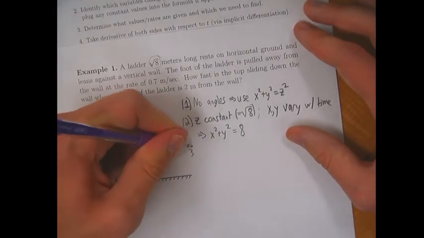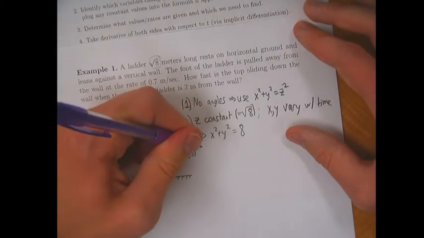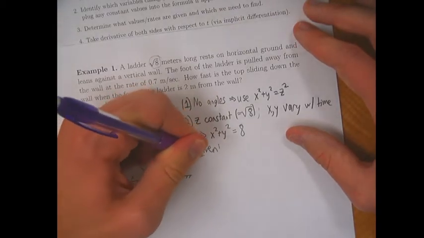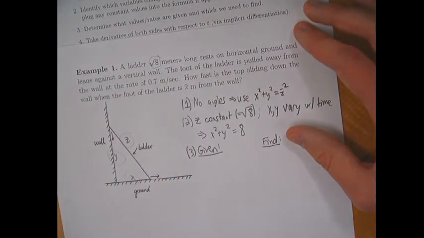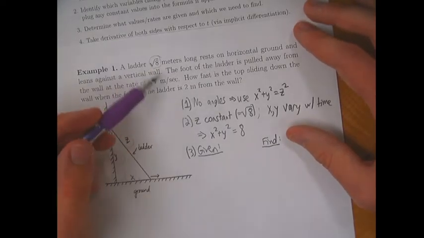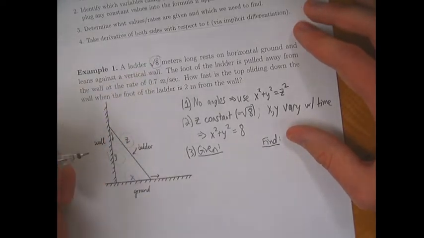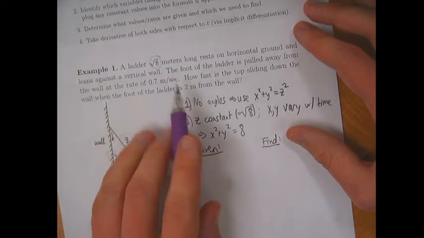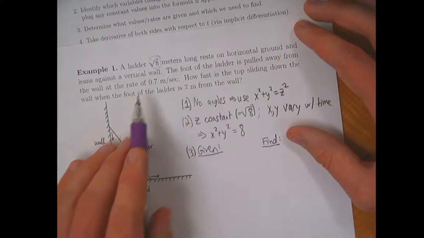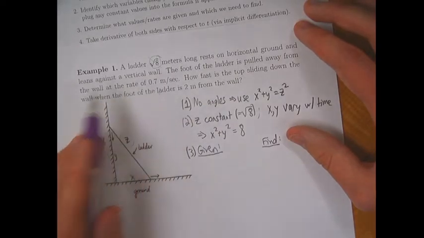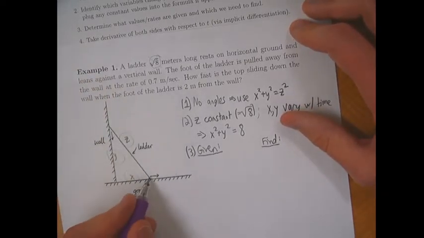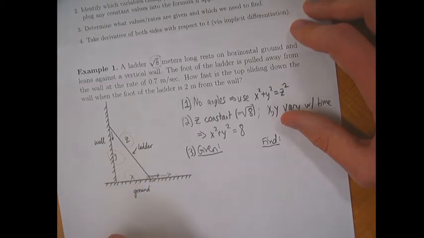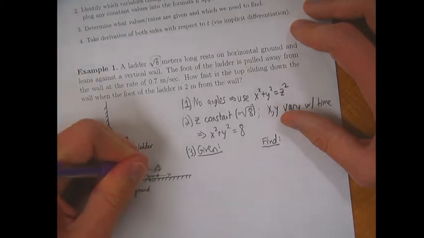Okay? So now, moving on to step 3 from this, we say, all right, let's take a look at what we're given, and what do we need to find? So we've already used square root of 8, so we don't really need to worry about that anymore. What we're also saying is that the foot of the ladder is being pulled away from the wall at the rate of 0.7 meters per second. So here's our ladder, and we're basically taking the base of the ladder, or the foot of the ladder here, and just pulling it away. Okay? And it's going to be going at the rate of 0.7 meters per second.